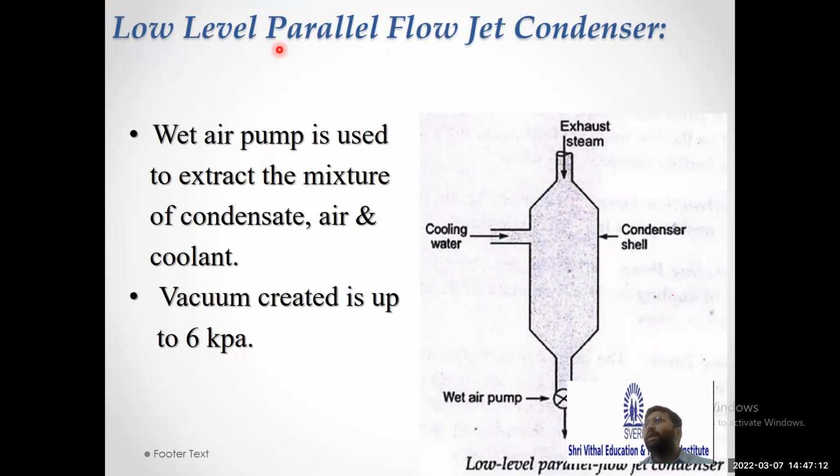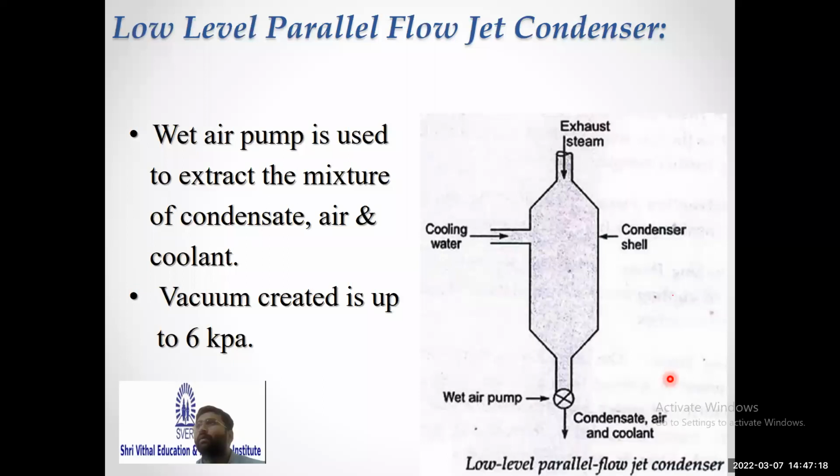So, low level parallel flow jet condenser. Okay, so this is a diagram for it. Cooling water comes from one direction, the lateral direction. Exhaust steam comes from the top. These are mixed together. So there is direct contact between the particles of steam and water, and they are mixed together. Then eventually steam is condensed, and then we get the water at the bottom.